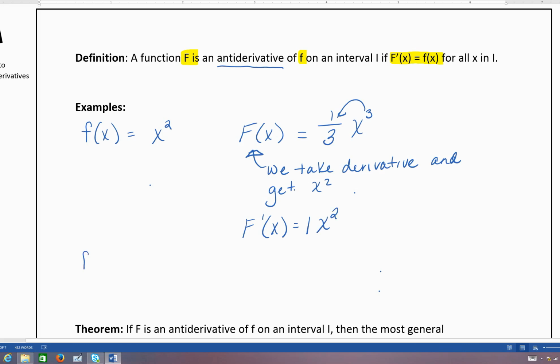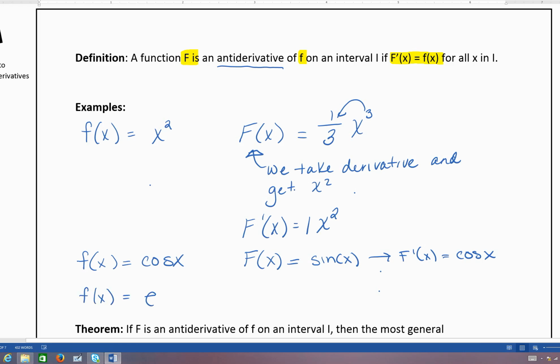If we have f of x equals cosine of x, then big F of x is going to be the function that if we take the derivative of it, we get cosine, and that's sine of x. And we know that the derivative of sine of x is equal to cosine of x. Okay, let's do one more example. Let's say f of x is equal to e to the x. Well, then we'd want a function that if we take the derivative, we get e to the x. And we know e to the x is its own derivative, so the antiderivative would also be e to the x.